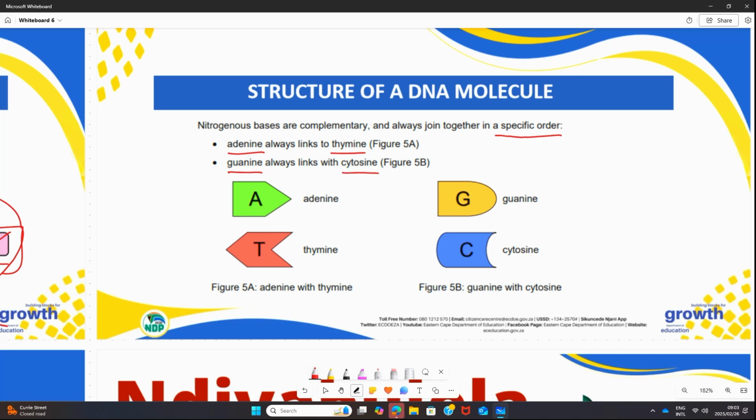As you can see here with the shapes, this shape can join here, and this shape can join here. So this is how these things happen. As you can see yourself, this A cannot join to this C, and this G cannot join to this T, which means that these bases are always complementary. And now let us proceed to the next slide on the structure of the DNA.